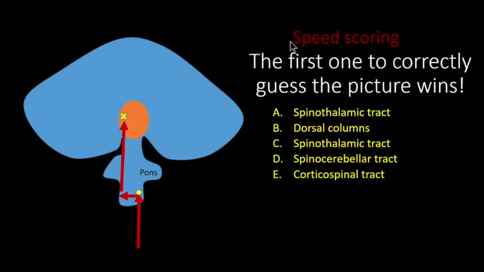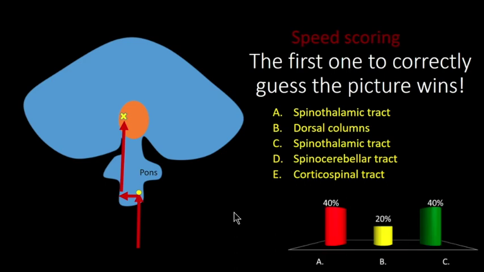And I also have this set at speed scoring, so the first people to put in the correct answer, the fastest, actually gets points on this. And you can set it up to where if other people get the right answer but they're not the fastest, they can get partial credit. So that is how that works.